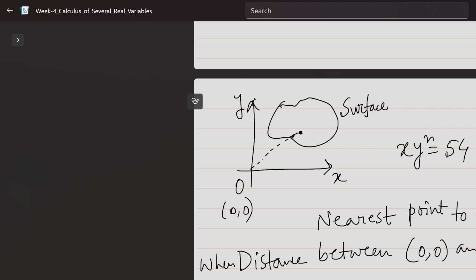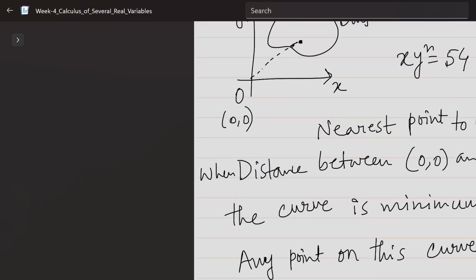So, what is any point on this curve? Can you tell? Any point on this curve, how do you represent it? x comma y? No, x comma y is any point in the 2D plane. But what is any point on this curve?